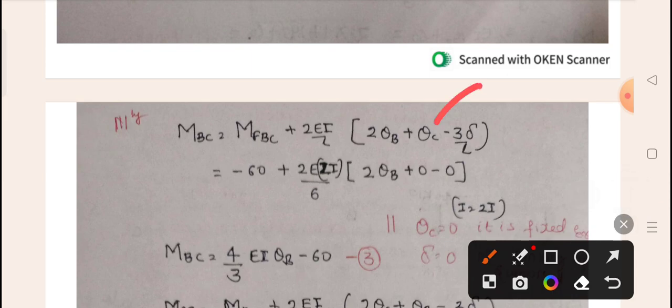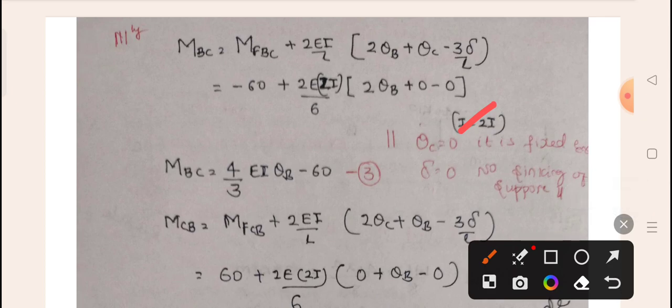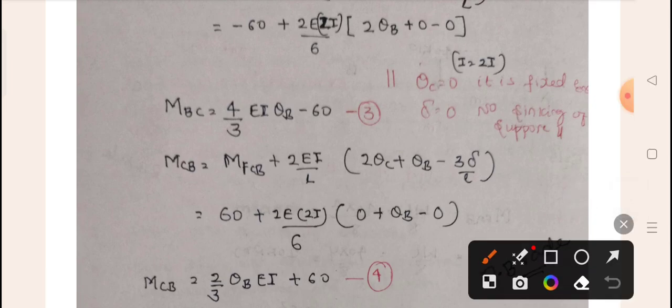So here theta C is equal to 0, theta B, 2 theta B plus 0 minus 3 delta by L. Sinking of support is not given, that's why that value is equal to 0. That is written also here. So theta C is equal to 0, it is fixed end, and delta is equal to 0 because no sinking of support. Okay.